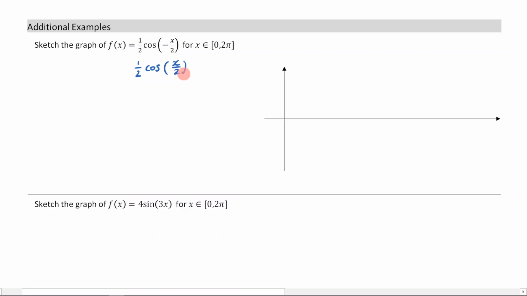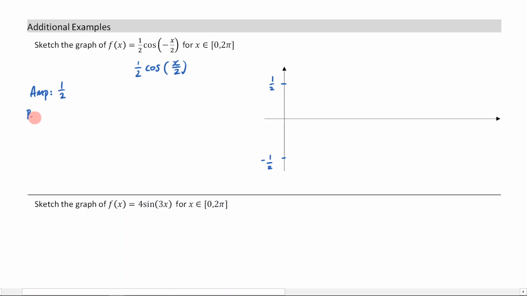So that's the beautiful thing about reflections in the y-axis for cos graphs. You can just ignore the negative. And now we just treat this as normal. So we're going to be finding the amplitude. The amplitude is going to be a half. So that means I'm going to be going a half up and I'm going to be going a half down.